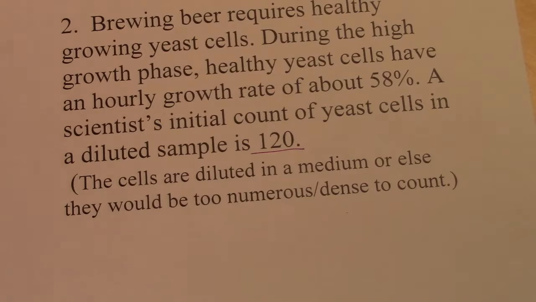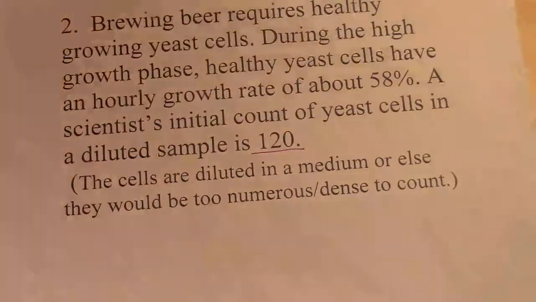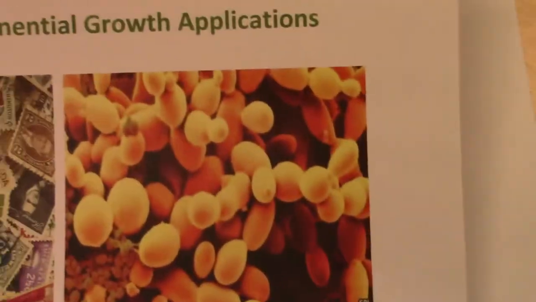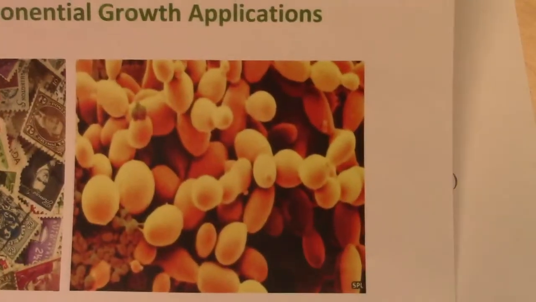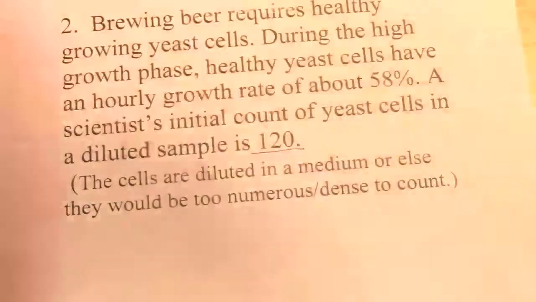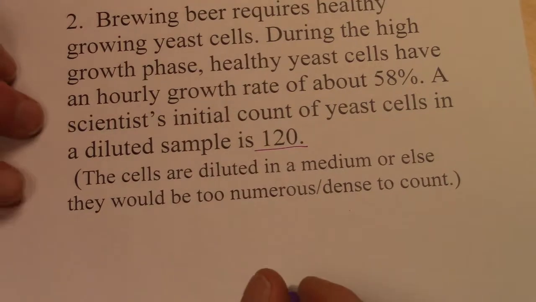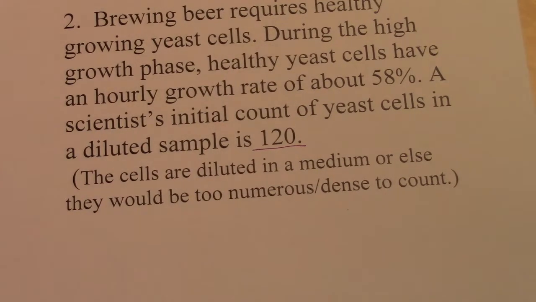Now you have to dilute yeast cells because, as you could see from that original picture, this is quite magnified. They get really super dense and you couldn't really count them. That's probably diluted right there, actually. So anyway, how do we do that problem?